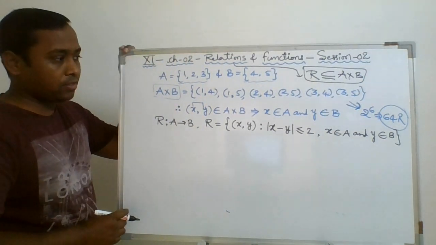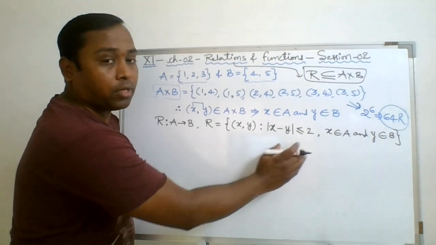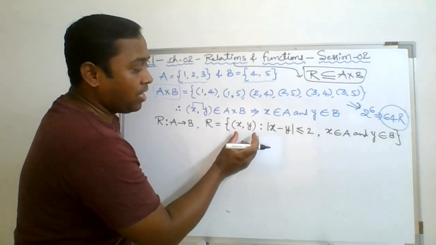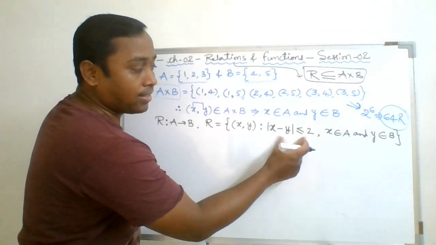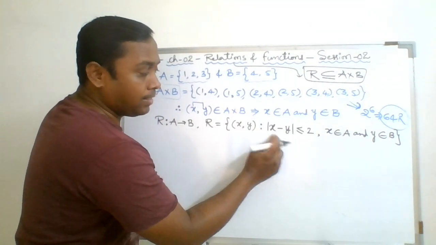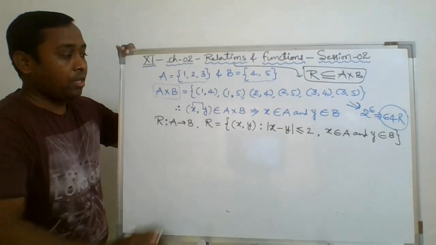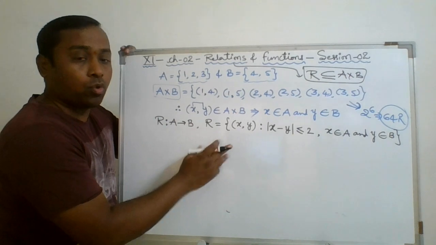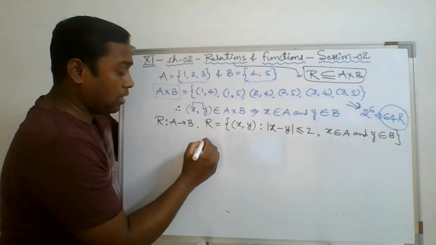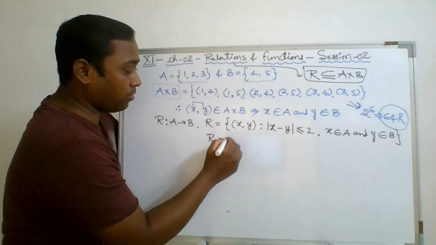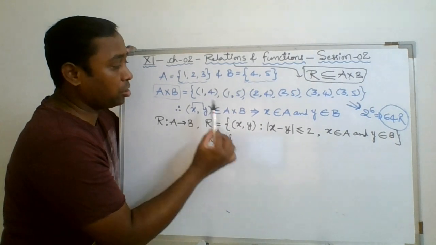See what I have listed here. I am defining one relation in set builder form, expressing it in property form. So it contains those ordered pairs which satisfy this condition, where x is taken from set A and y is taken from set B. Now we can list out those ordered pairs from the Cartesian product directly, just by inspection.